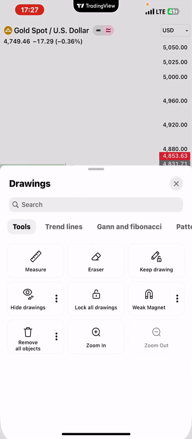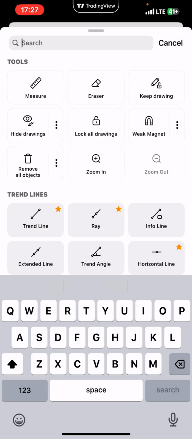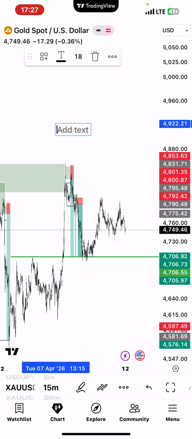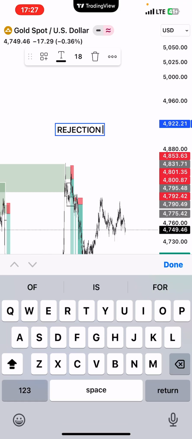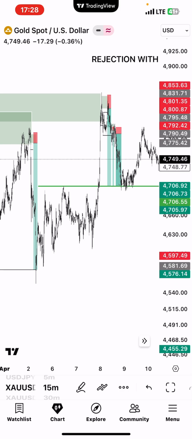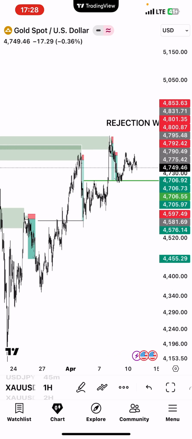So this is something that you might not learn on a normal day, but somebody's gotta tell you some points. Rejection with belief, exactly, not the past. With belief. Rejection with belief. That is it on gold. So let's do some analysis on this pair. Rejection was used here.